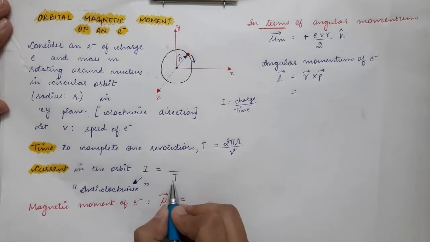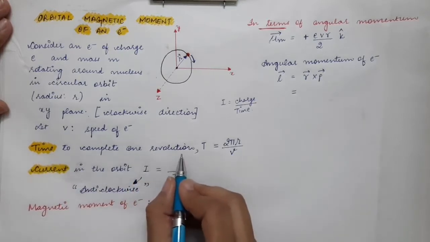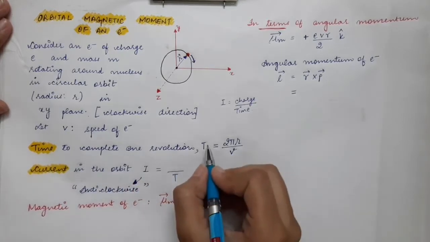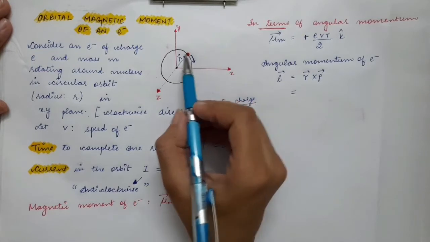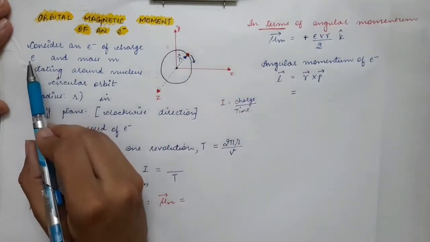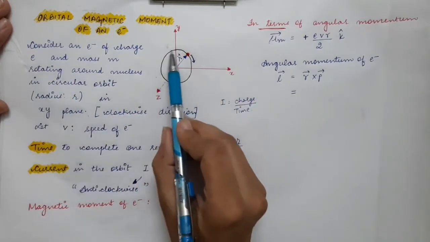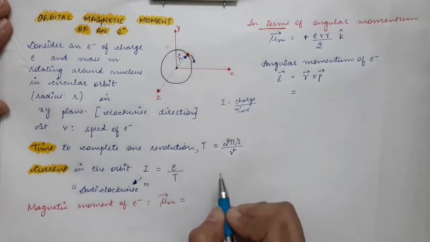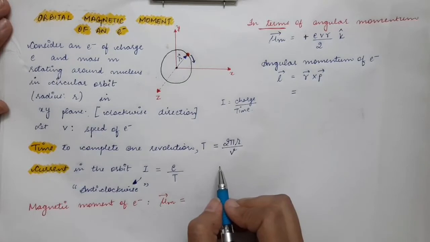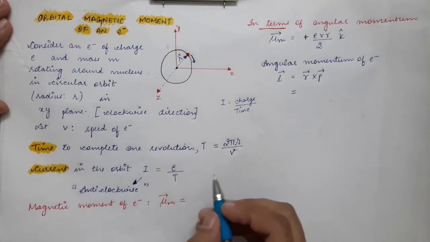So the time we are considering is the time of one revolution, that is capital T. And in this T amount of time, what is the charge flowing? In T amount of time, the charge flowing is just equal to E. So E amount of charge is flowing in one revolution. So E divided by capital T will be equal to the current which is flowing in this circular orbit.